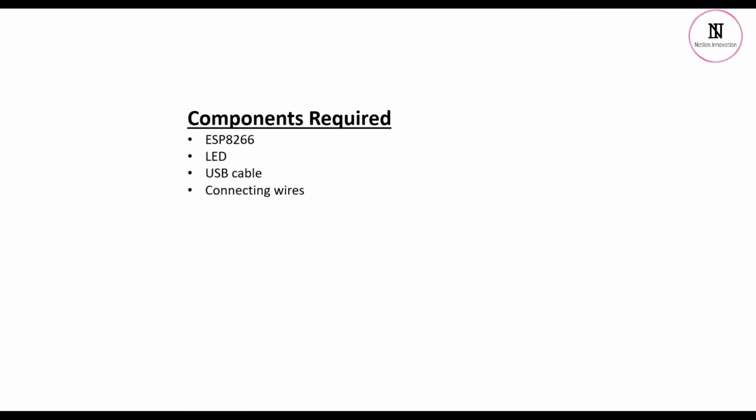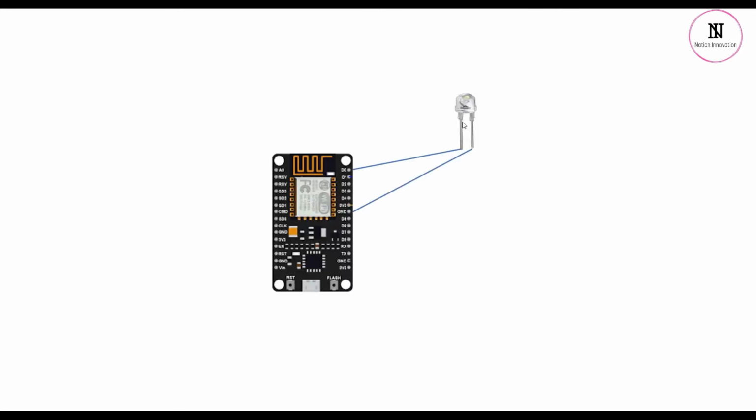Components required are ESP8266, LED, USB cable and connecting wires. Connect the anode of the LED to the D0 pin of the ESP8266 and cathode of the LED with the ground of the ESP8266 module.